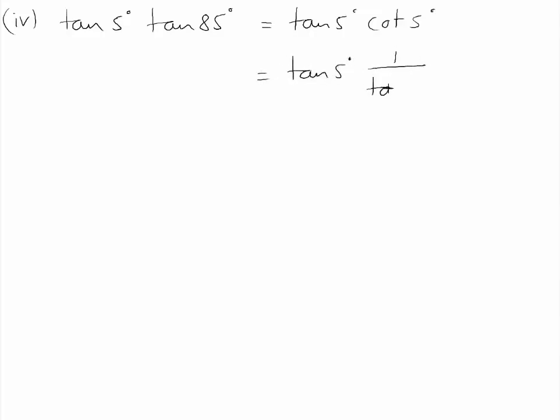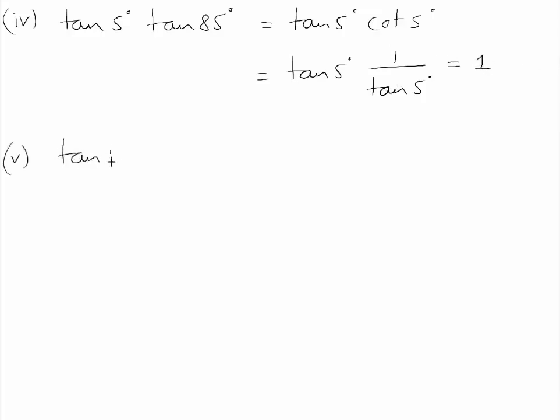Now next is tan 5° multiplied by tan 85°. Again, 5 degrees and 85 degrees are complementary to each other, so we'll try and convert one into another. We'll keep tan 5° as it is. Tan 85° will become cot 5°. Now we know that cot θ is the reciprocal of tan θ, so cot 5° is 1 by tan 5°. So this will get cancelled with this, and the answer will be 1.